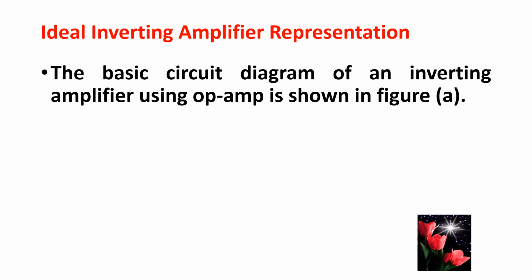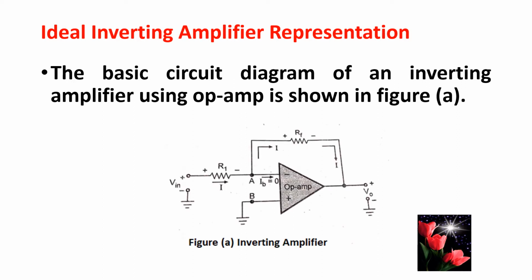Ideal inverting amplifier representation. The basic circuit diagram of an inverting amplifier using an operational amplifier is shown in figure A. Here, the input signal is applied to the inverting input terminal through the resistance R1. The non-inverting input terminal is grounded, and between the input and the output, that is between pin number 2 and pin number 6, the feedback resistor RF is connected and the output is taken at pin number 6, V0.